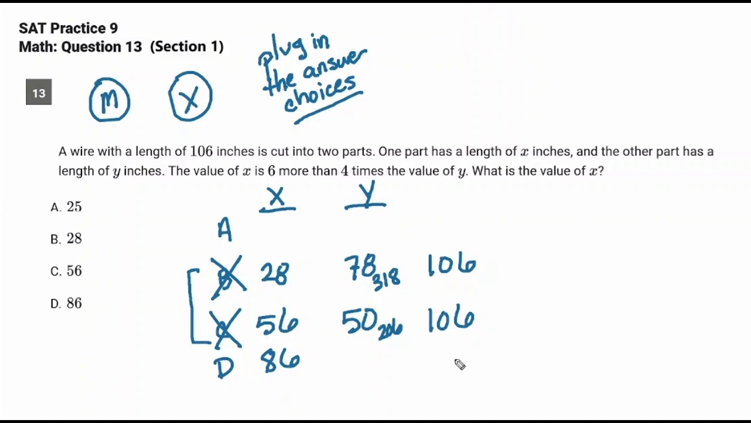86, total's 106, so what's Y have to be? Has to be 20. 4 times the value of Y. 4 times 20, that's 80, plus 6. Hey, that's 86, and that's what X is. So D has to be the answer.